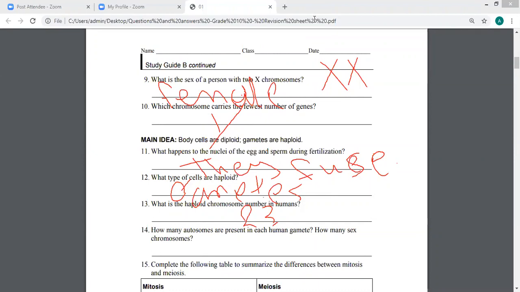Number 14. How many autosomes are present in each human gamete and how many sex chromosomes? How many autosomes? The first part. 22. Again, please. 22, right? Excellent. And what's the number of sex chromosomes? One. Excellent. Just one. Okay. Autosomes 22, sex chromosome 1. Next one.